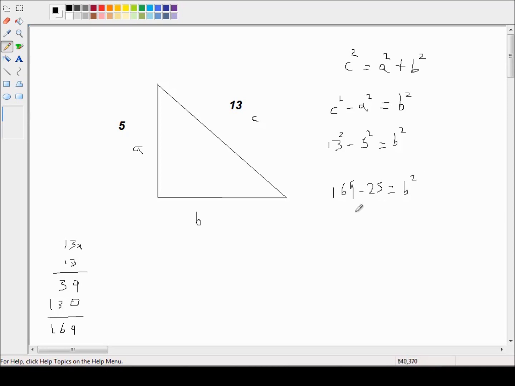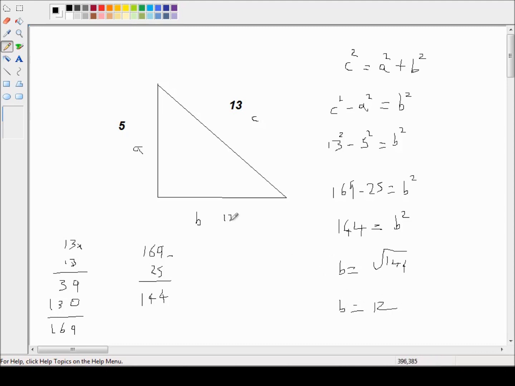So 169 minus 25, well, if we take 5 away from 9 we get 4, and 2 from 6 is 4, and then we've got a 1, so that's 144. Which is equal to B squared. So B is equal to the square root of 144, which again we know from our times tables is 12. So B is equal to 12.